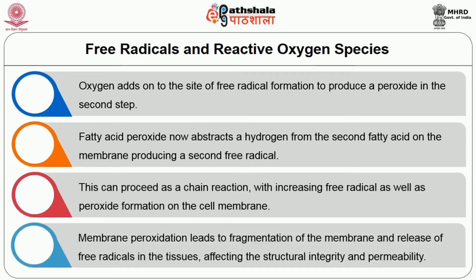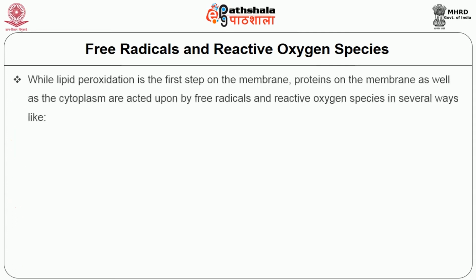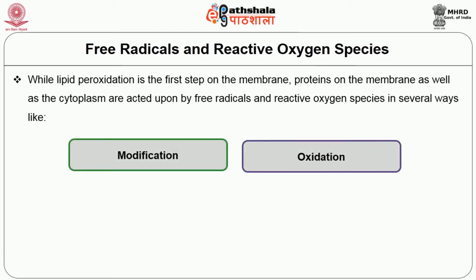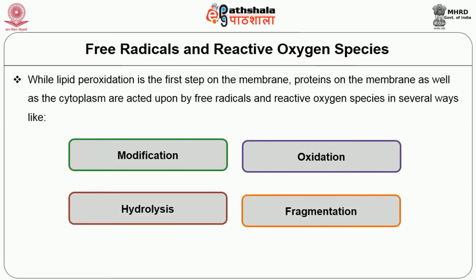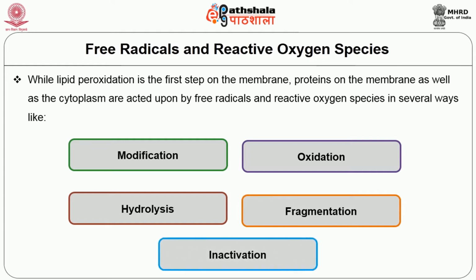Membrane peroxidation leads to fragmentation of the membrane and release of free radicals in the tissues, affecting the structural integrity and permeability. While lipid peroxidation is the first step on the membrane, proteins on the membrane as well as in the cytoplasm are acted upon by the free radicals and reactive oxygen species in several ways, like modification, oxidation, hydrolysis, and fragmentation and inactivation.